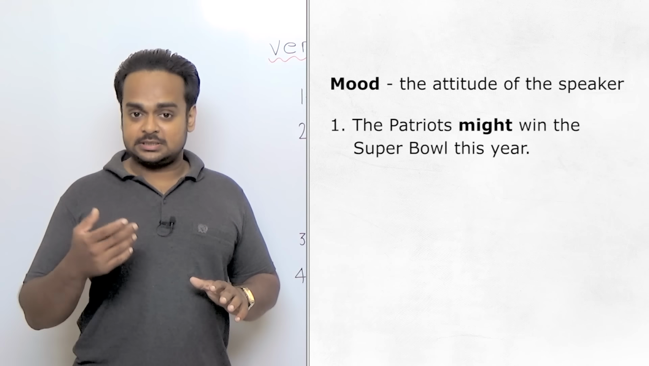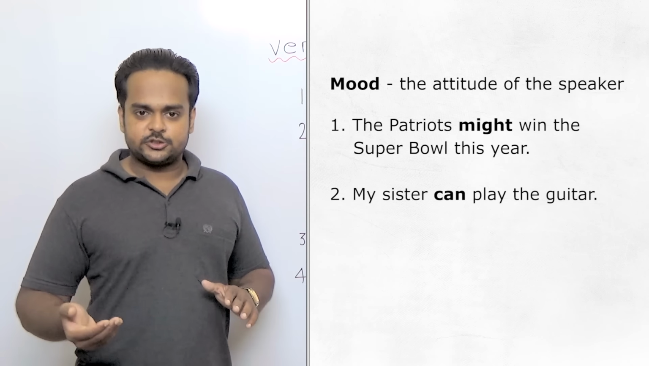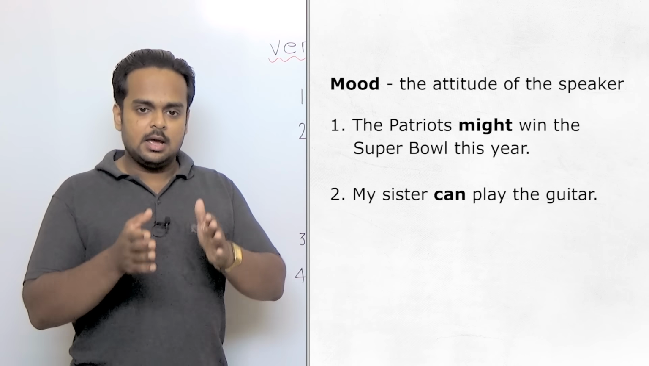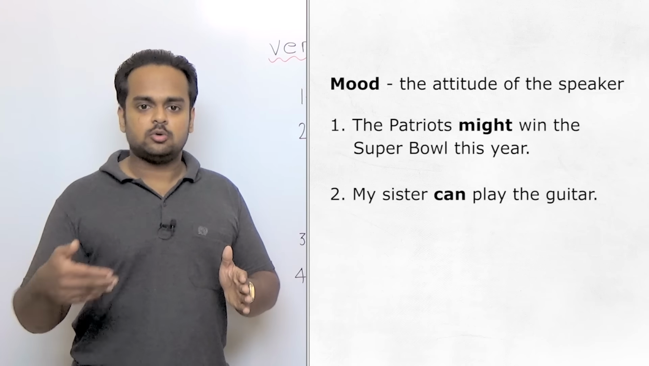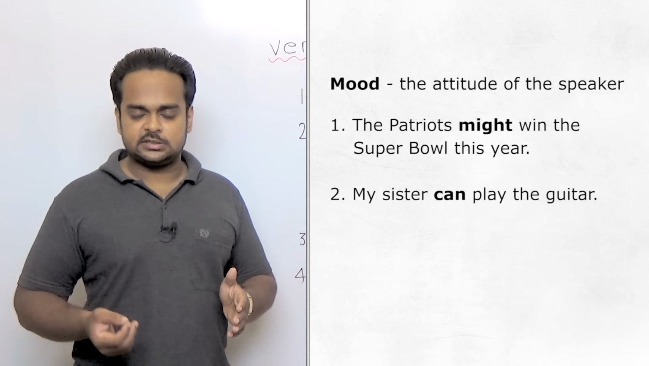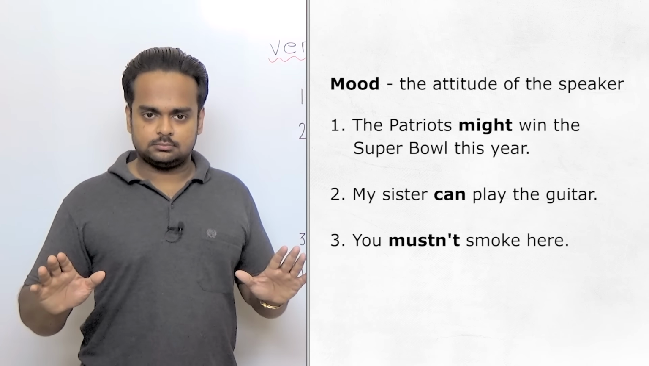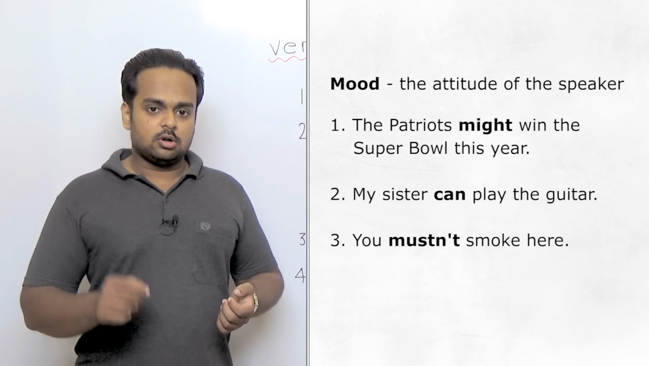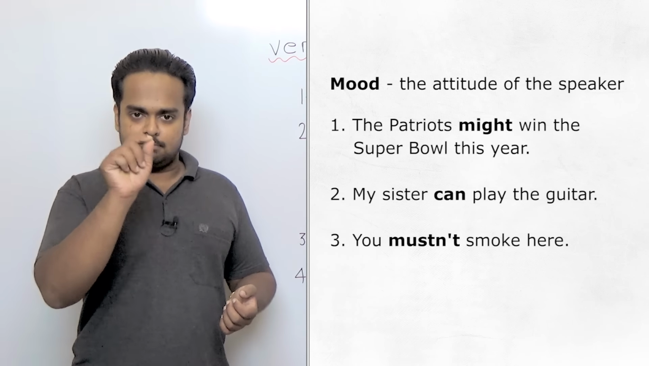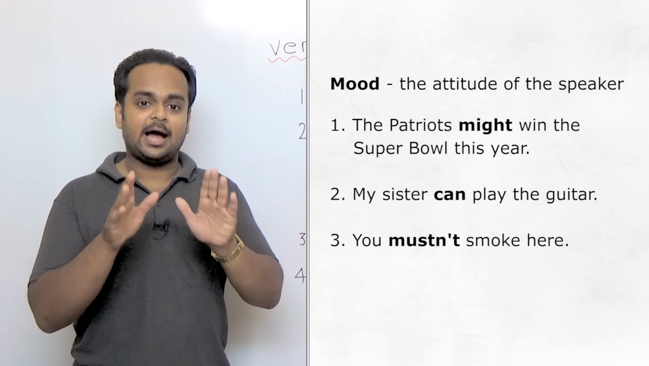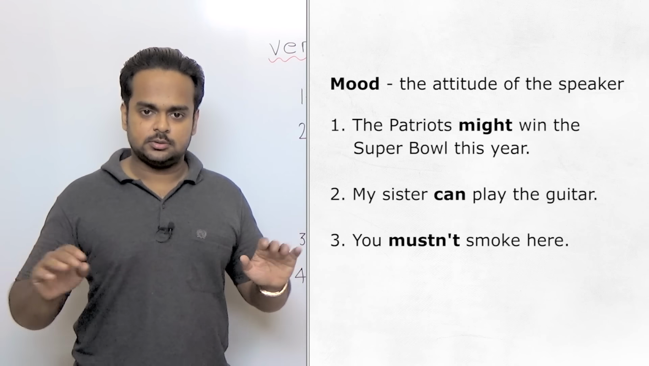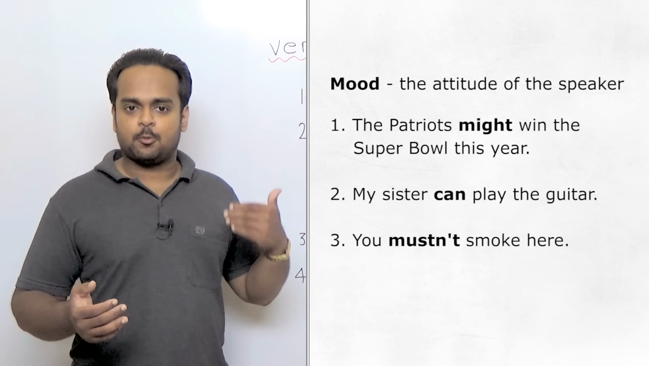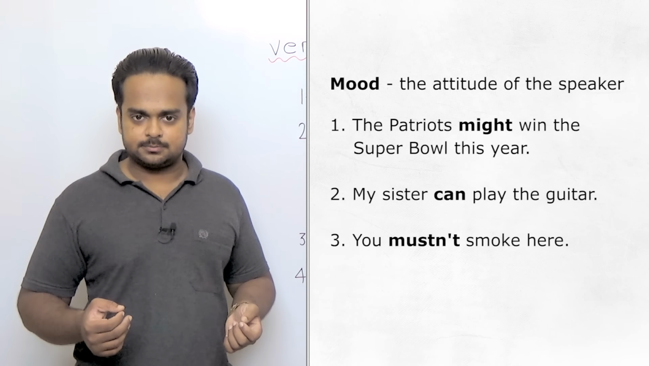Modals can also express ability, like my sister can play the guitar. In that sentence, play is the main verb and can shows ability. Or if I said, you mustn't smoke here. What's the mood I'm trying to convey? I'm using the modal verb must in the negative, must not, to show that you don't have permission. You mustn't smoke here. So in that way, modals help us to express mood in a sentence.